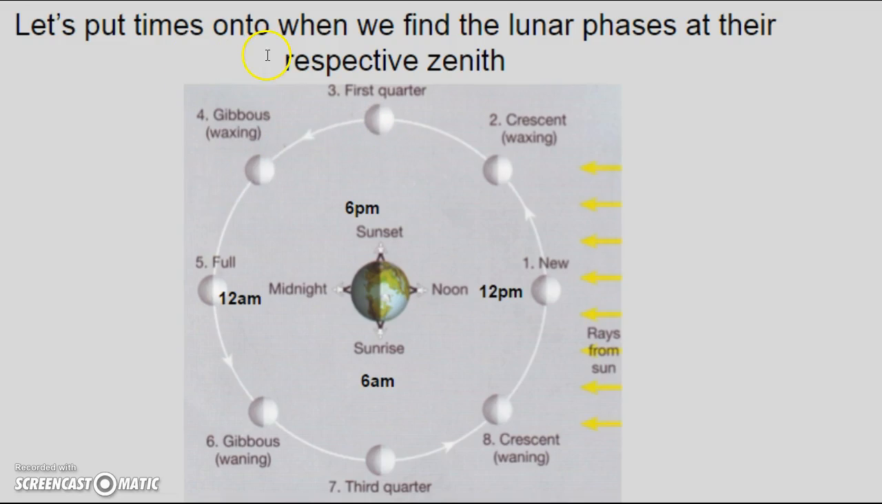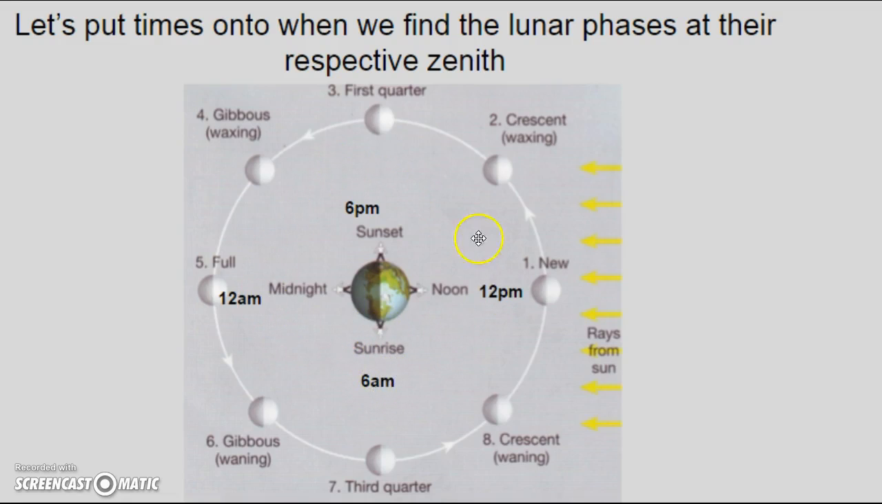So here's a page from our binder that we worked on. Let's put times onto where we find lunar phases at their respective zenith. In other words, the highest point. The new moon reaches its zenith at noon, 12 p.m. Now, even though we can't see it, doesn't mean it isn't there. The full moon reaches its highest point in the day, remember zenith is the highest point, at 12 a.m., midnight. And therefore, the first quarter moon reaches its zenith at 6 p.m., sunset. And the third quarter moon reaches its zenith, or highest point, at 6 a.m.